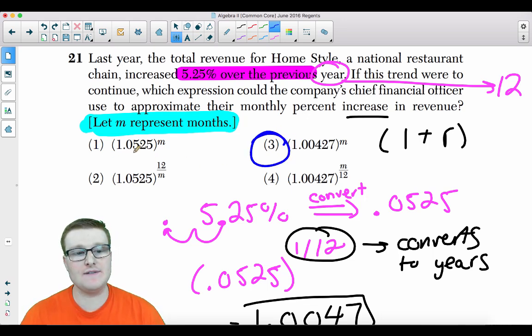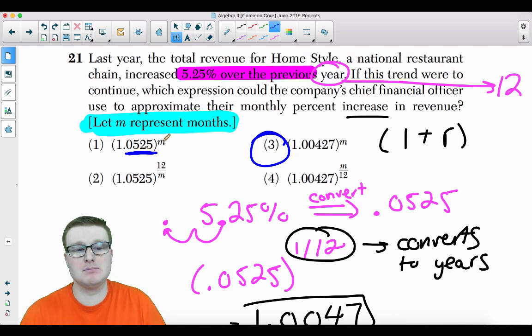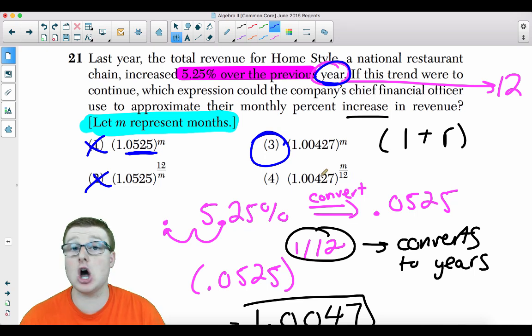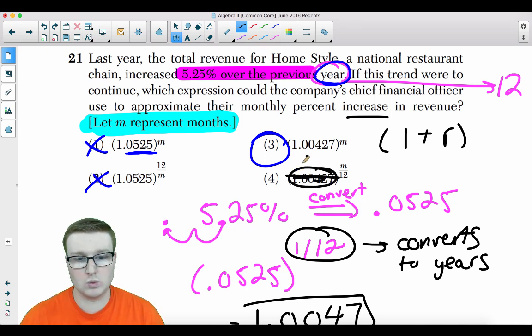Choice 1, they failed to convert this to the amount of years. You see how M represents months? No, they want it in years. So that can't work. This is the wrong conversion factor. This is 12 divided by M. That makes no sense. This is M divided by 12. That makes no sense because here's the thing. This would make sense if this number was 1.0525, but it's not.